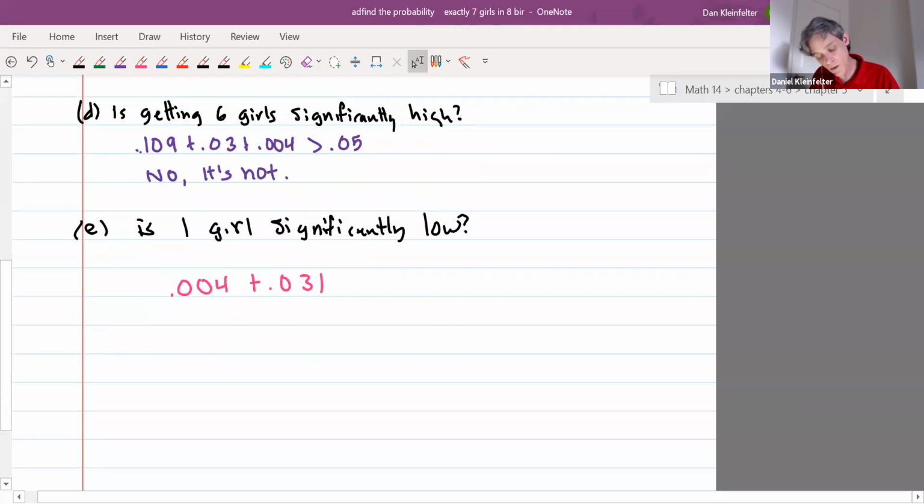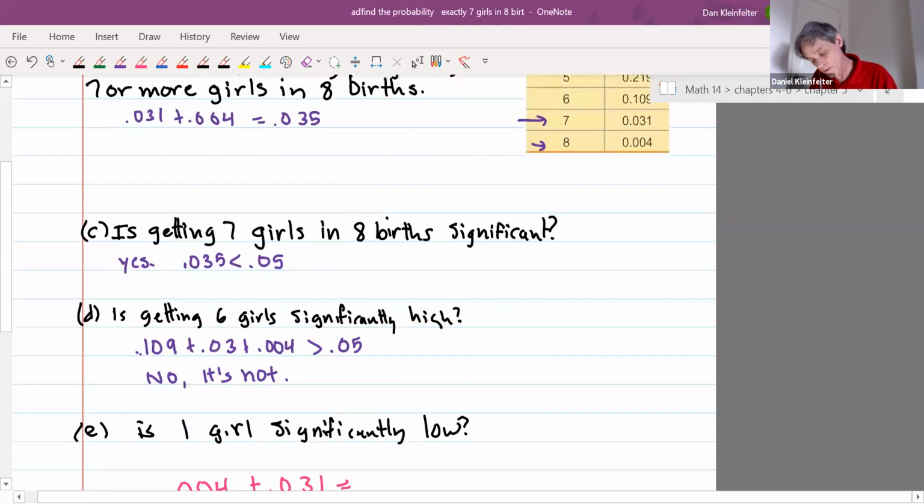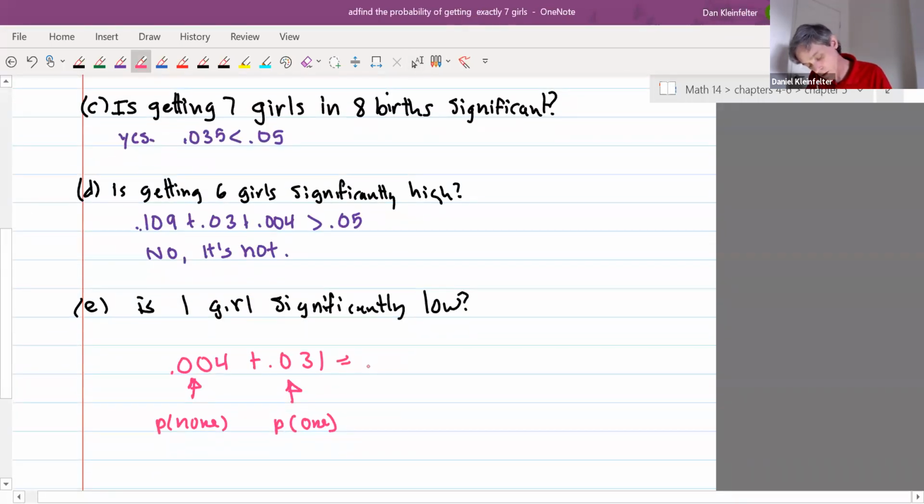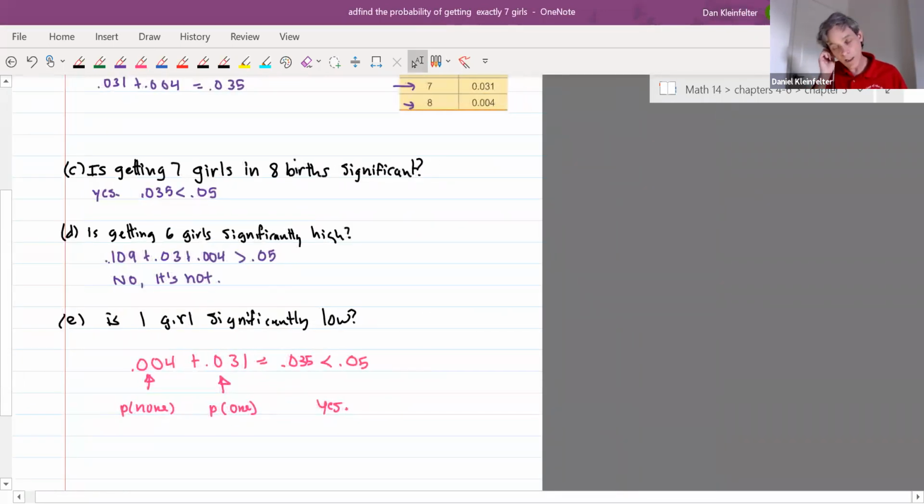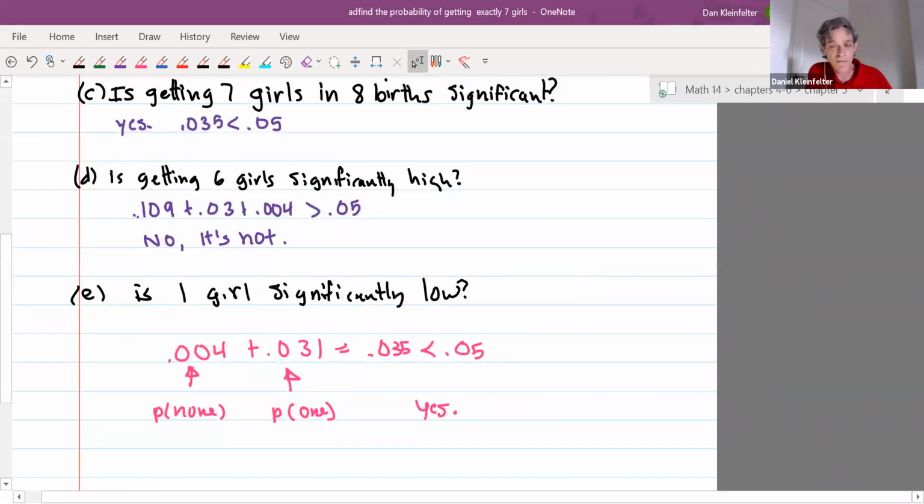The first one was the probability of none. The second one was the probability of 1. And so that's 0.035, which is again less than 0.05. So yes, that's significantly low according to the criterion about the probability being less than 0.05. All right, so we're almost there.